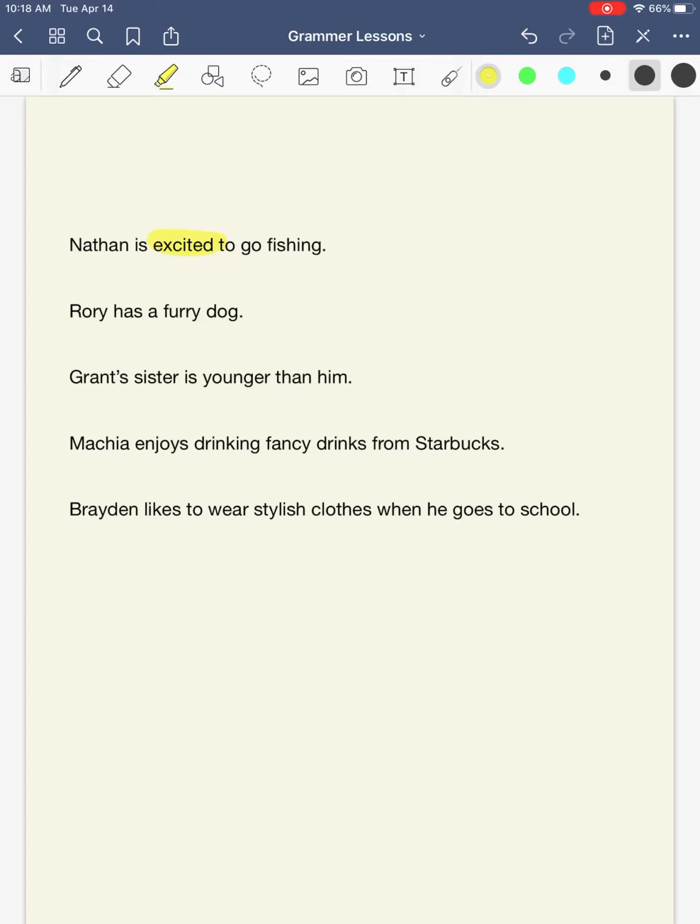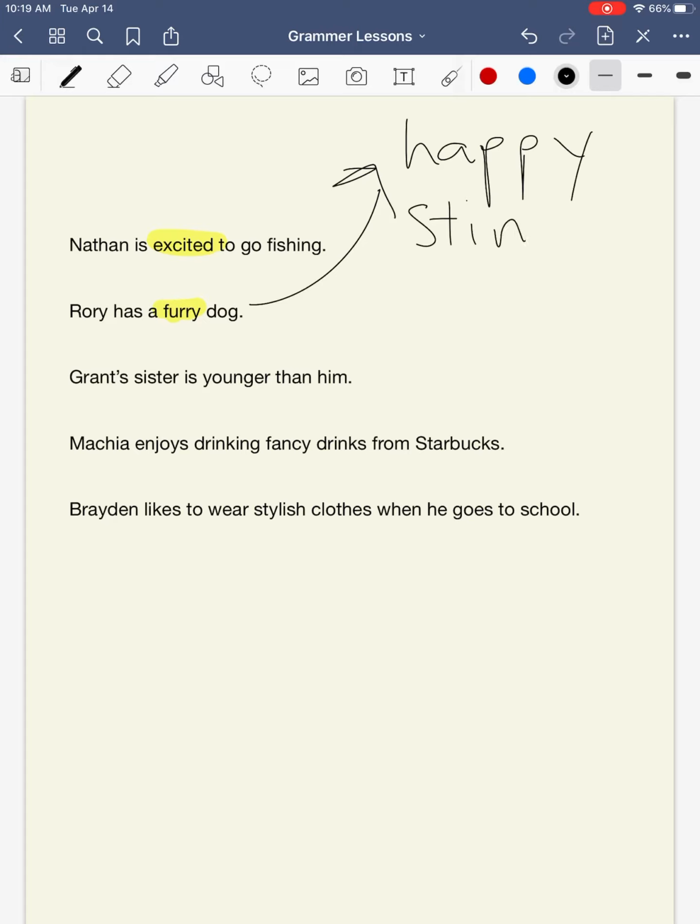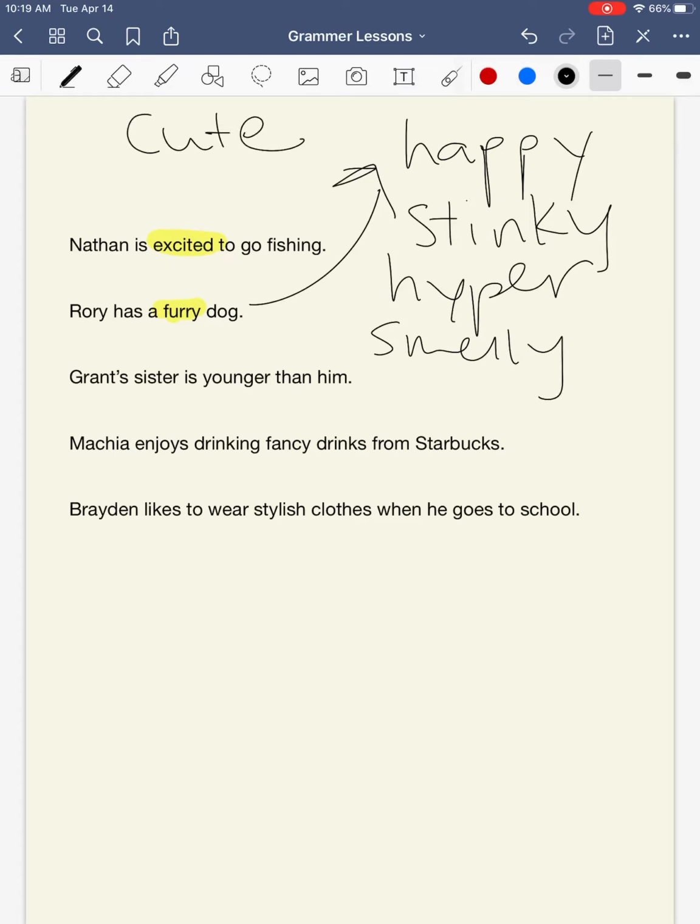Rory has a furry dog. What kind of dog does Rory have? Furry. Can you think of any other examples to describe dogs? Happy, stinky, hyper, that's my dog, smelly, cute.